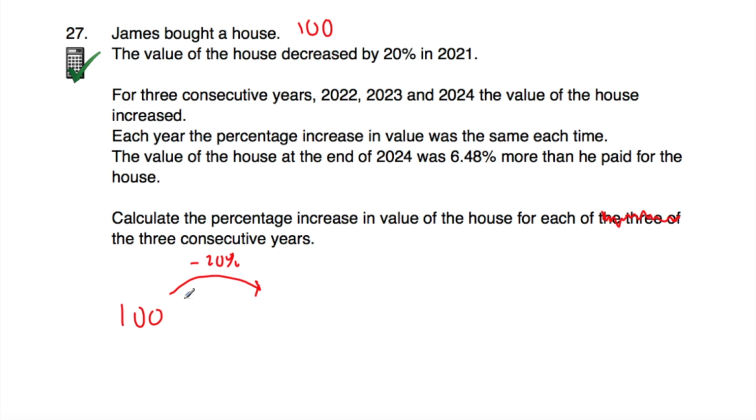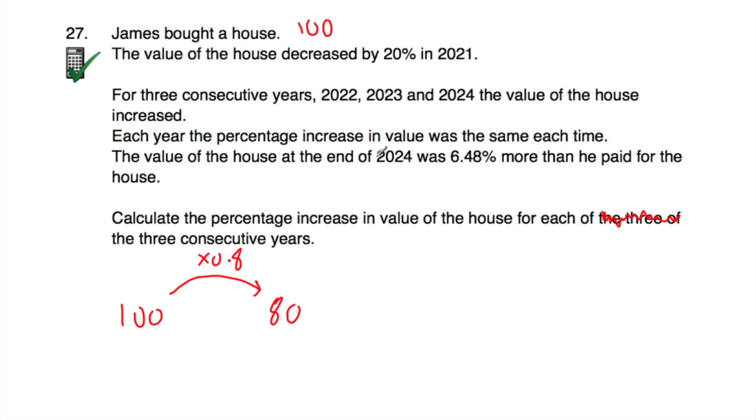And whenever it goes down by 20%, well, actually, if we use a multiplier, if it goes down by 20%, you'd be left with 80%. So your multiplier would be 0.8. So whatever you let the value of the house be at the beginning, I've let it be 100, you could have let it be 200,000 or something like that, you'd multiply by 0.8, and that would bring us to 80. So it's gone down by 20%. So the value of the house has gone down by 20%.